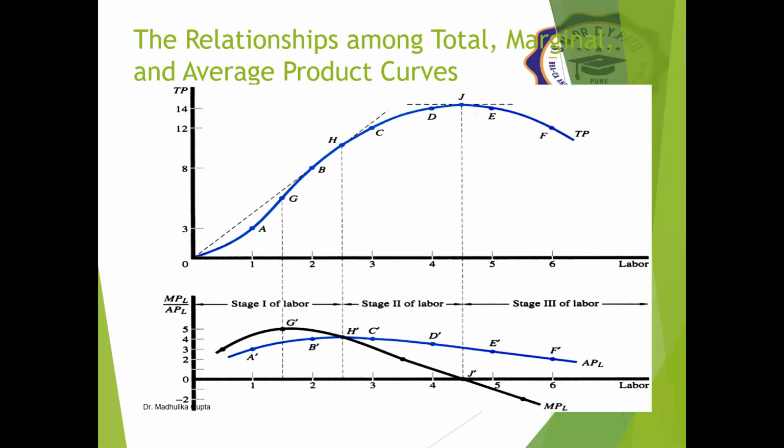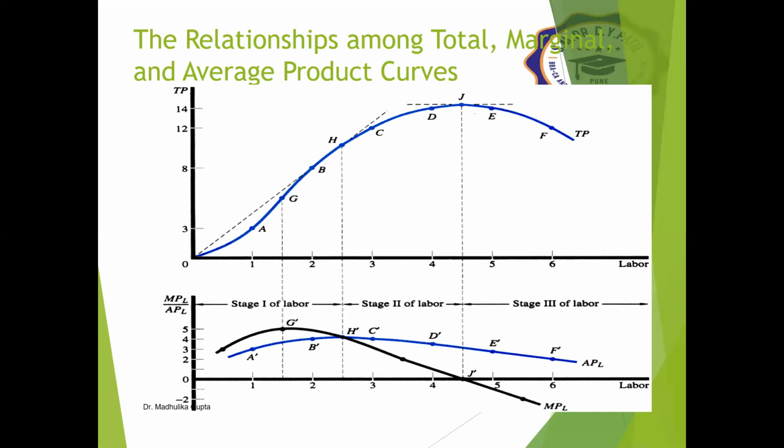So at point J dash, I'm telling you, in the second graph, the MP curve cuts the x-axis. Can you see that it is cutting the x-axis, which means that at point J dash, MP is 0. So at this point, TP is maximum. See, up from J dash to J. So at point J in the first graph, the TP is maximum. So when MP is 0, TP is maximum.